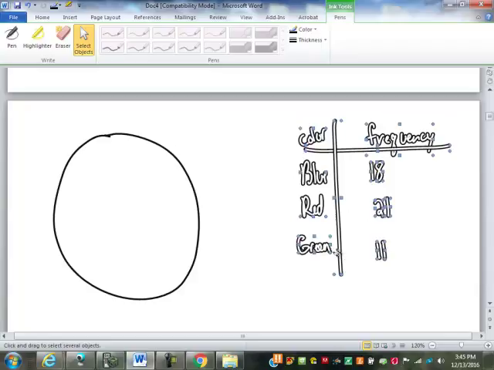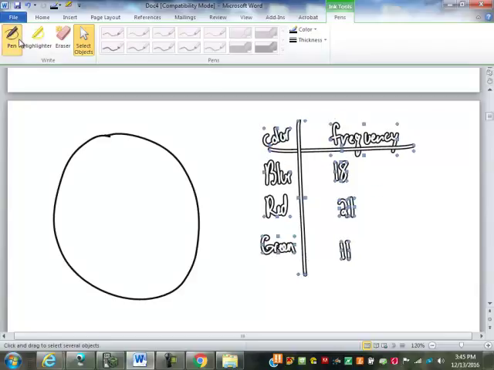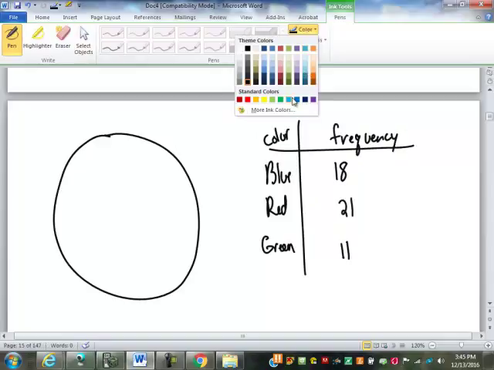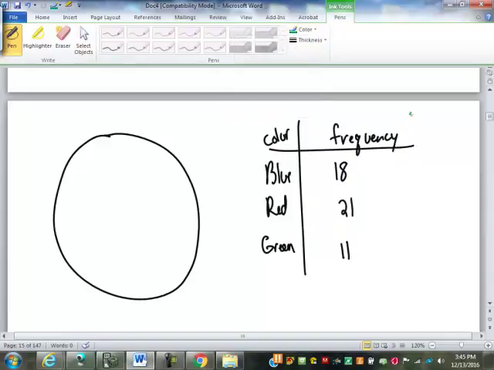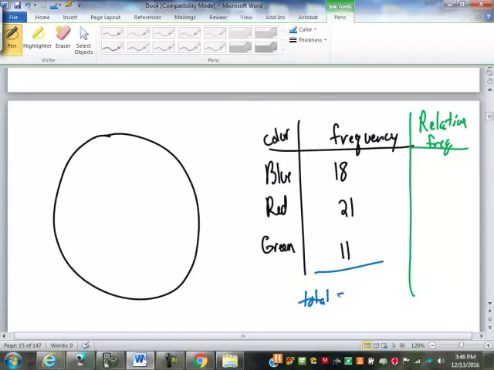What we would have to do to create a circle graph is usually we find percents. So instead of just having the frequency here, we would find something called the relative frequency. To do that, we first have to find the total. We add these all up, and that should add up to 50.